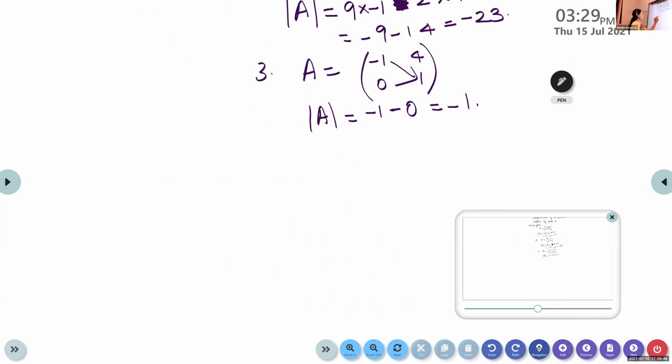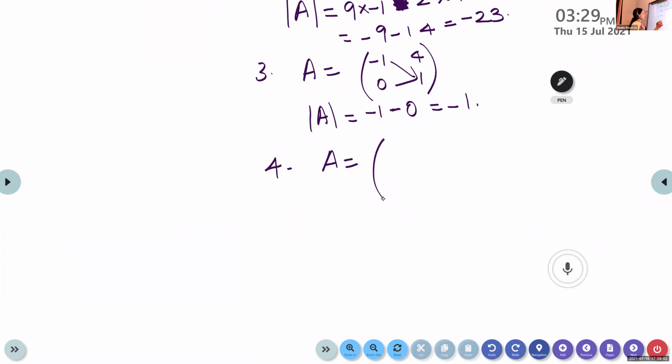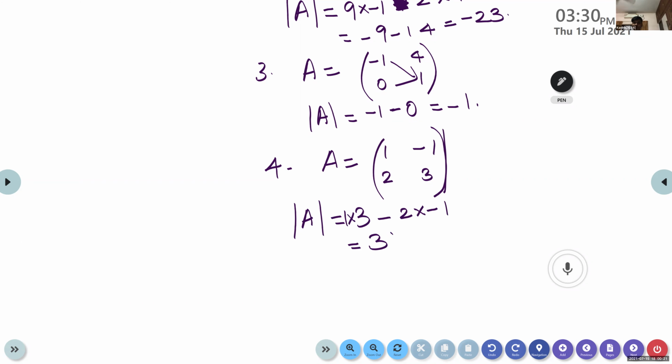Write the next one. If A is equal to matrix 1, minus 1, 2, 3. What is determinant A? Ma'am, 1 into 3 minus 2 into minus 1. So 1 into 3, 3 minus 2 into minus 1. So 3 plus 2, which is 5. Okay, so now we can write the general form.